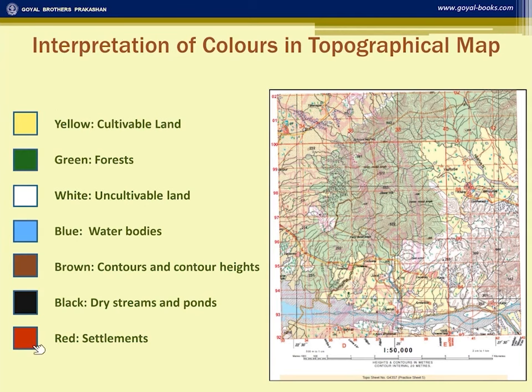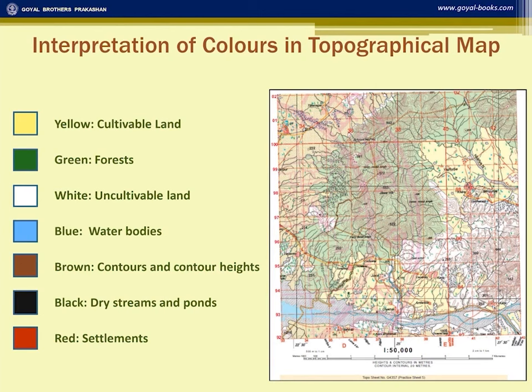The red, as you can see, is for the settlements. The red means the permanent huts are either grouped together or scattered or in the clusters. These are signified or they are shown in red color. This shows the settlements. We'll be studying about the type of settlements later.